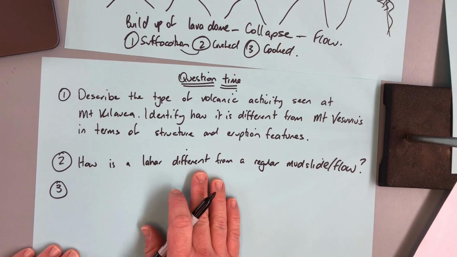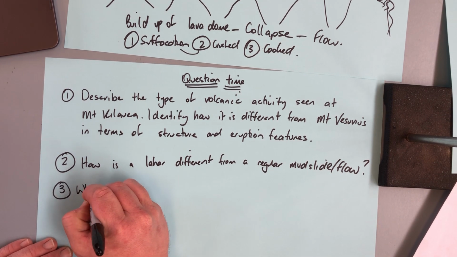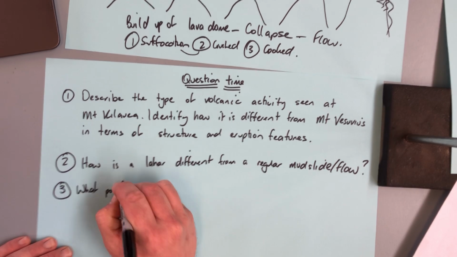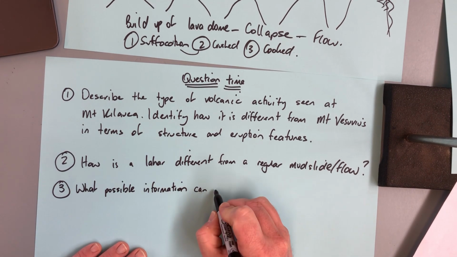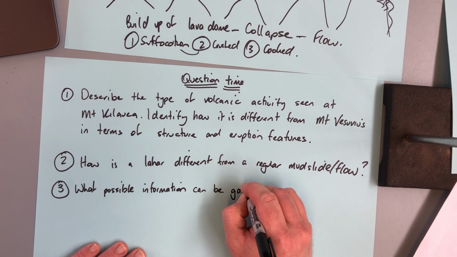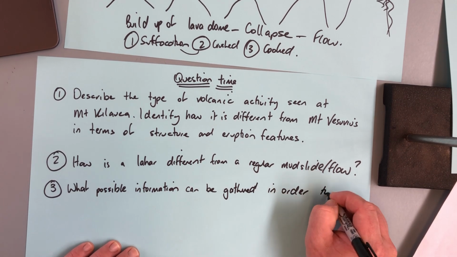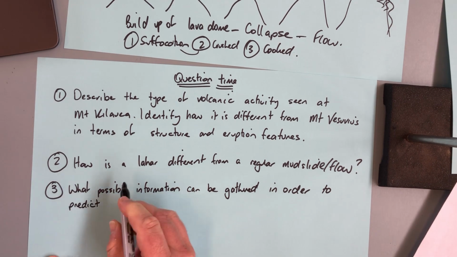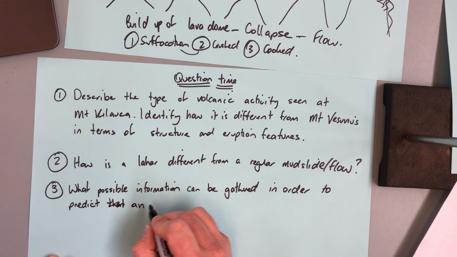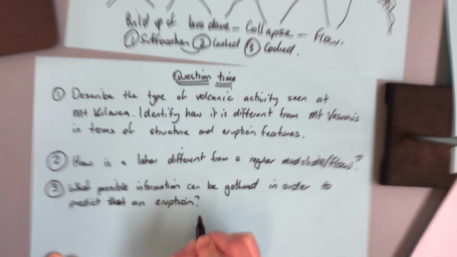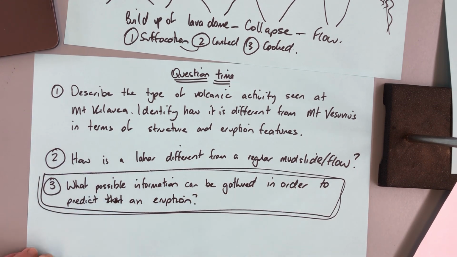Okay then, let's go with what possible information can be gathered in order to predict that, or predict an eruption. That question's good because that's what we're looking at in our next lesson: making predictions and mitigating against volcanic activity.